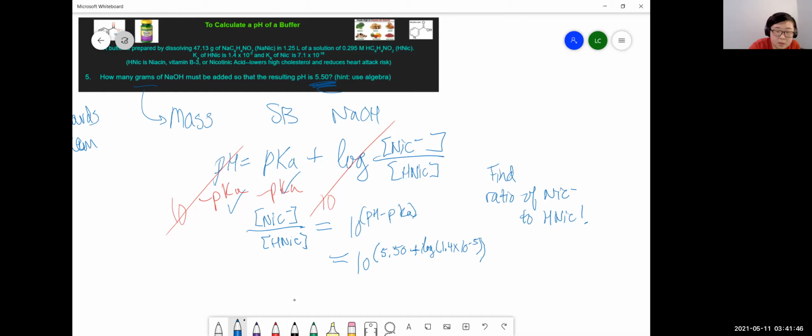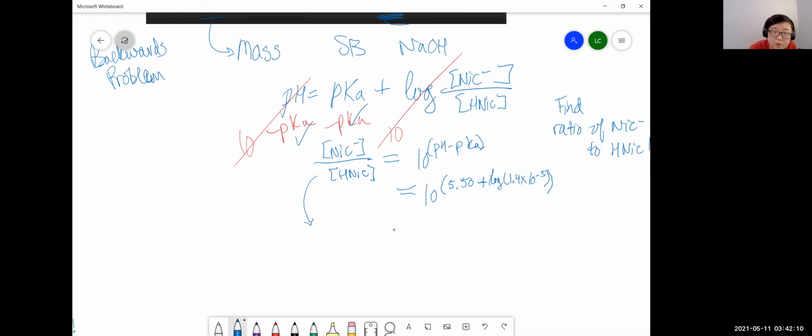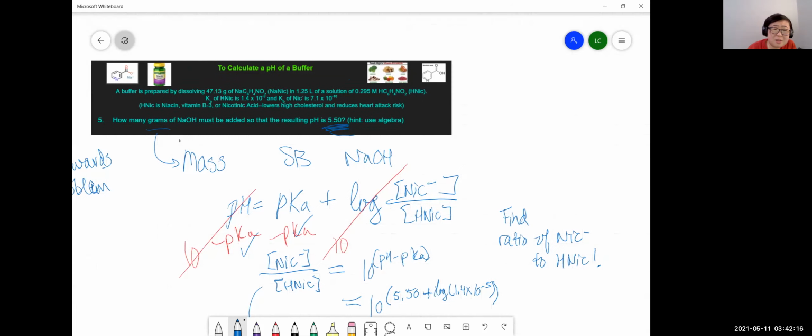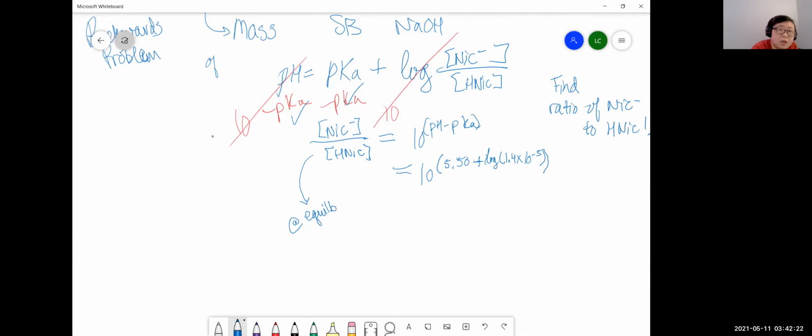Then we can get this to be equal to HNic. And so when we do this, we also need to consider that Nic and HNic, these are the final values, right? At equilibrium. The question is asking how much must be added. So we're looking for the mass change. So the C part, we're looking for the C part. They're giving us the equilibrium part.